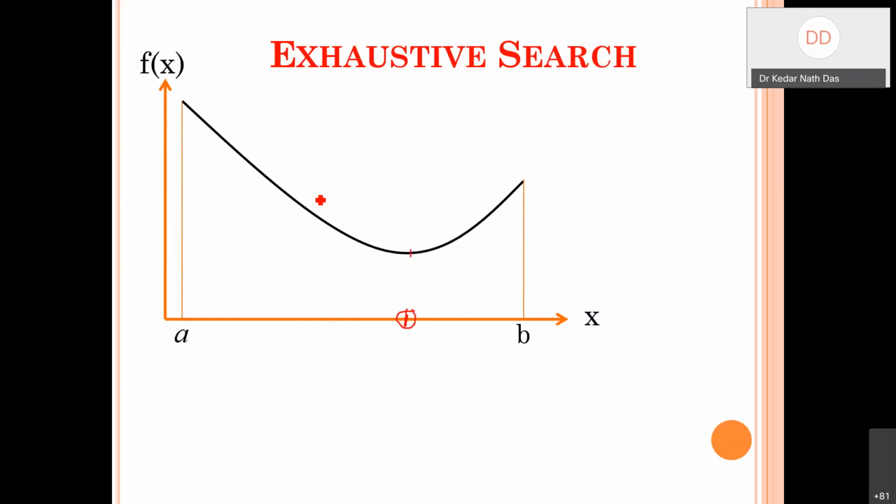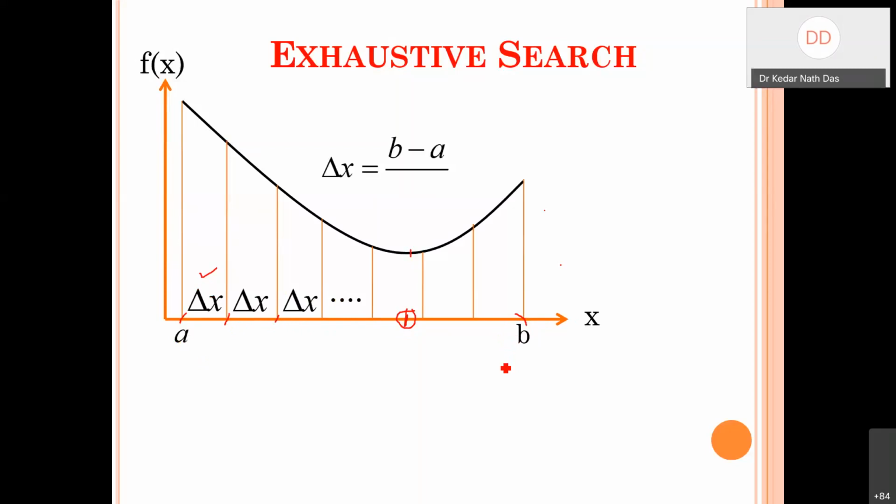So in this unimodal function, in exhaustive search, what we have to do is first divide the entire search space AB, because AB is the search space through which we have to search for the optimum solution. We divide it into equispaced parts. We have to find the delta x value, which needs to be added to A to get this point. Then you keep on adding delta x every time to get the immediate next interval.